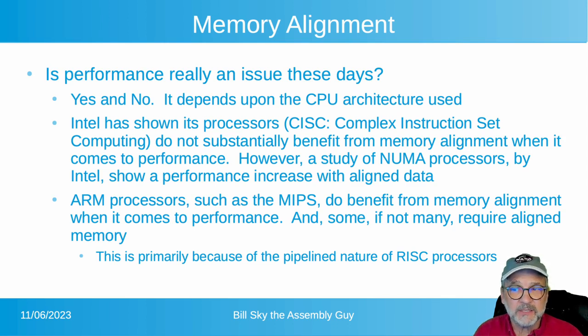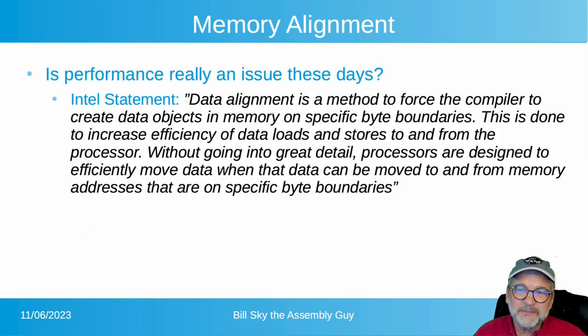ARM processors such as MIPS do benefit from memory alignment when it comes to performance, and that is primarily because of the pipelined nature of RISC processor CPUs. If you don't know what pipelining is, stay tuned. I'm going to be doing a video on pipelining as well. So, what to do? Go ahead and align your data. If you really are worried about performance, aligning your data can make things faster, whether people agree with you or not. It's arguable. Just align your data, okay?